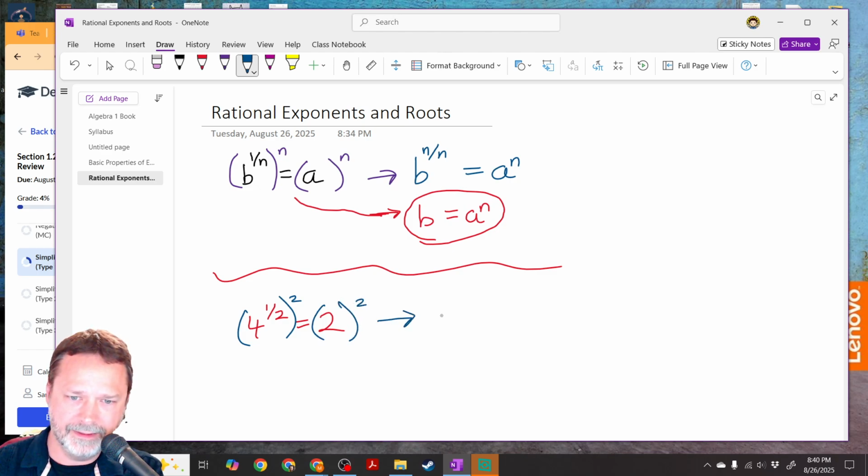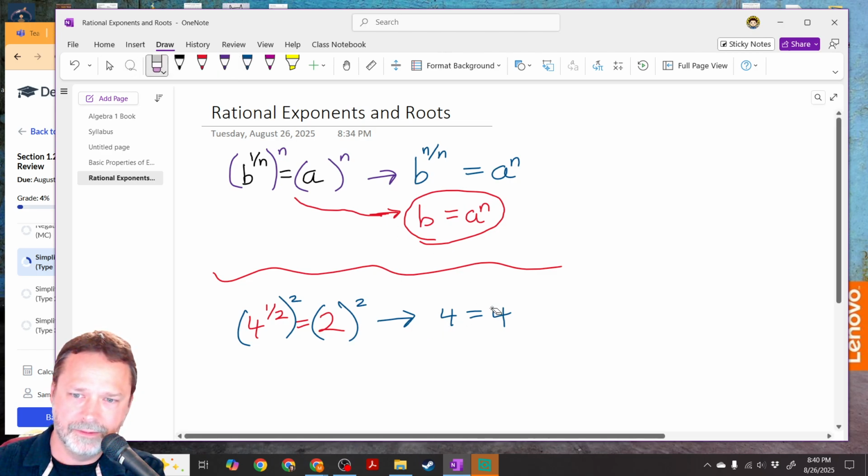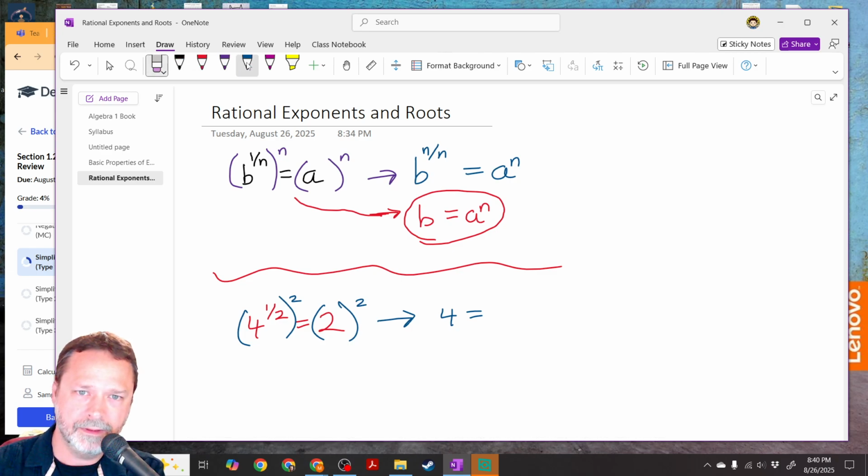What I get is 4 equals 4, right? But I don't want to write it like that. What I want to write it like is actually 4 equals, because I write it like this, 4 equals 2 squared. Or I could have written 2 over 2 equals 2 squared, and so I get 4 equals 2 squared.